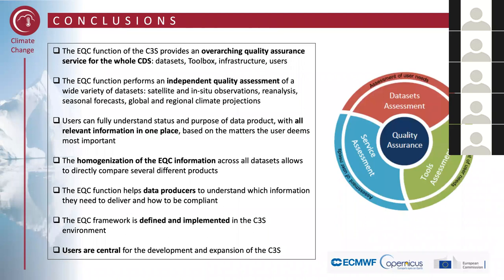So in order to give a take-home message, I would like to conclude that what I've shown here is that the quality control function of the C3S provides an overarching quality assurance service for the world climate data store, both the datasets, the toolbox, infrastructure, and the users. The quality control function performs independent quality assessment of a wide variety of datasets and makes these available only in one place and as homogeneously as possible across the different datasets served by the Copernicus C3S. It helps the data producers to understand which information they need to deliver and how to be compliant. The framework is already defined and implemented in the C3S environment. And of course, the users are always central to the development and expansion of the C3S.